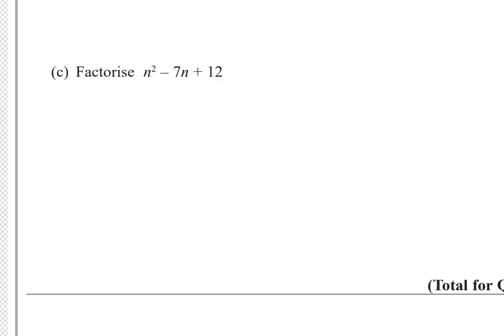C. Factorize n squared minus 7n plus 12. No common factor. Trinomial. So 2 brackets. N squared, so n times n. Two numbers that, if you multiply, you get 12, and if you add, you get negative 7: negative 3 and negative 4.